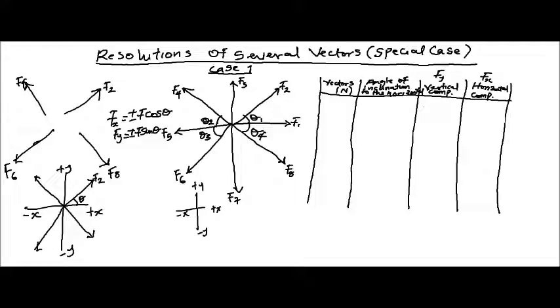Hi everyone. In the previous video I talked about how you can resolve several vectors to find the resultant, and now in this video I'm going to be showing you how you can represent those resolved components on a table.